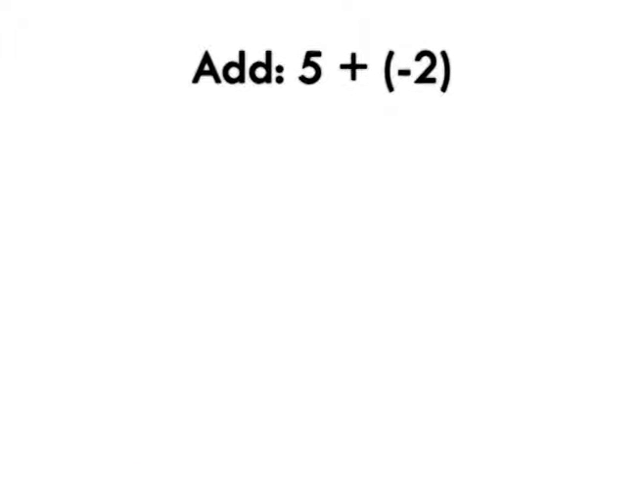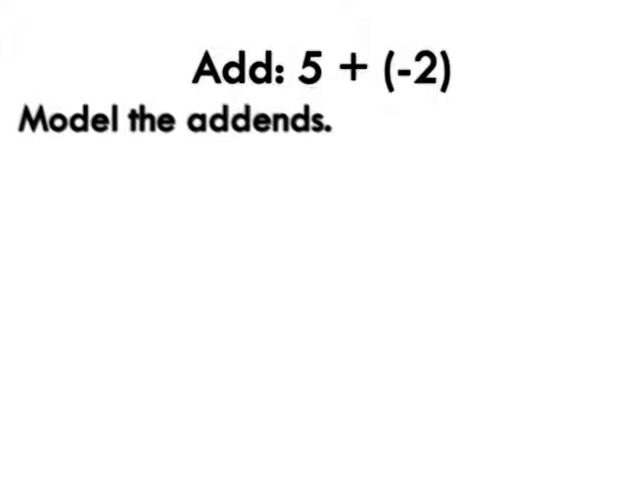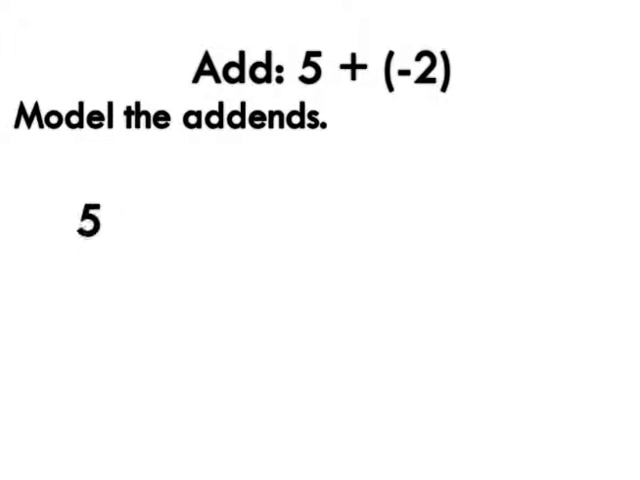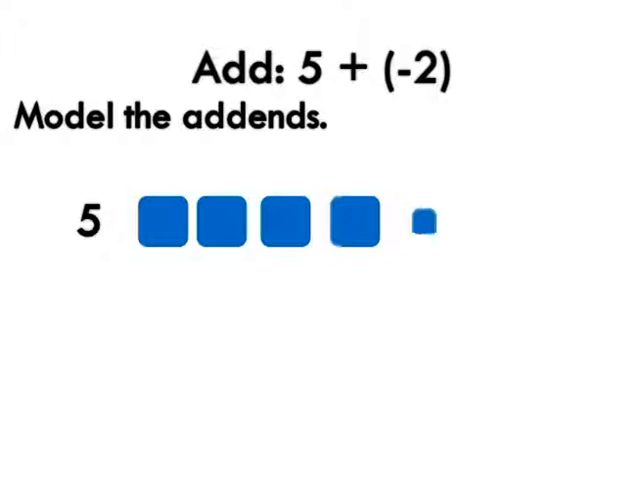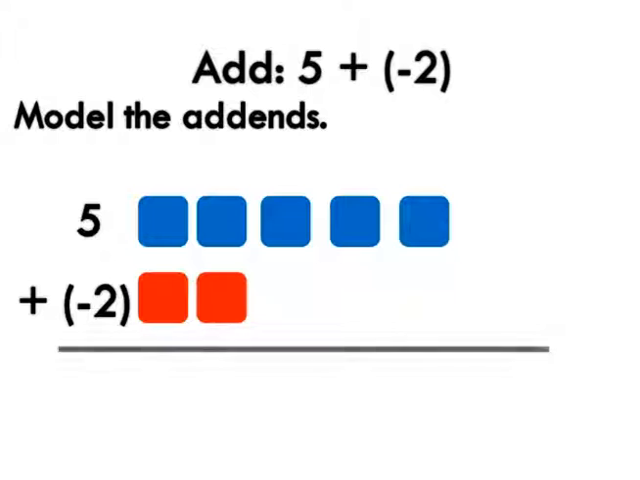Now let's have another example. Add 5 plus negative 2. Again, we first model the addends. Our first addend is positive 5. Since 5 is a positive, we use a positive tile, or a blue tile. So 1, 2, 3, 4, and 5. Our second addend is negative 2. Since it is a negative, we use a red tile. So 1, 2, 2 red tiles.